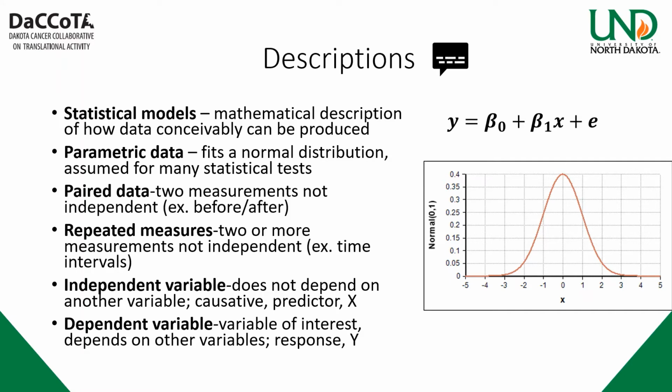And then finally, talking about variables, we have independent and dependent variables. Independent variables do not depend on another variable. We also think of them as causative variables or predictive variables, or more simply the X variable. And we use independent variables to try to predict or say something about dependent variables. They are our variable of interest, and they depend on other variables. We also know that as the response variable or the Y variable. So up here in our equation, this is the dependent variable, this is the independent variable.